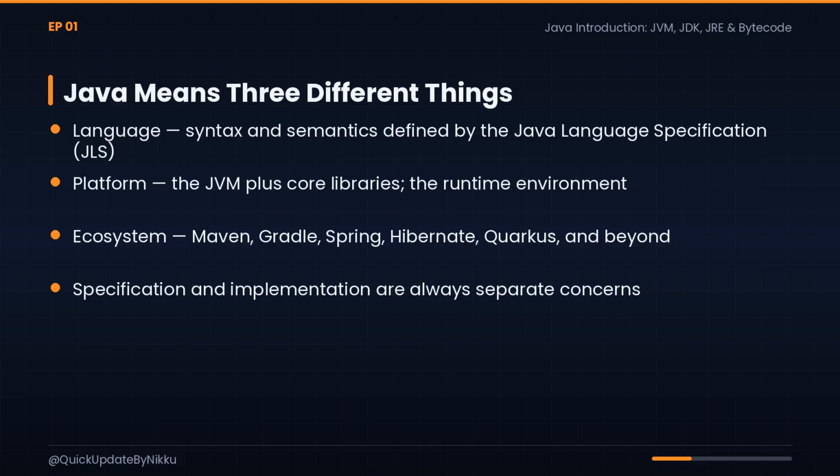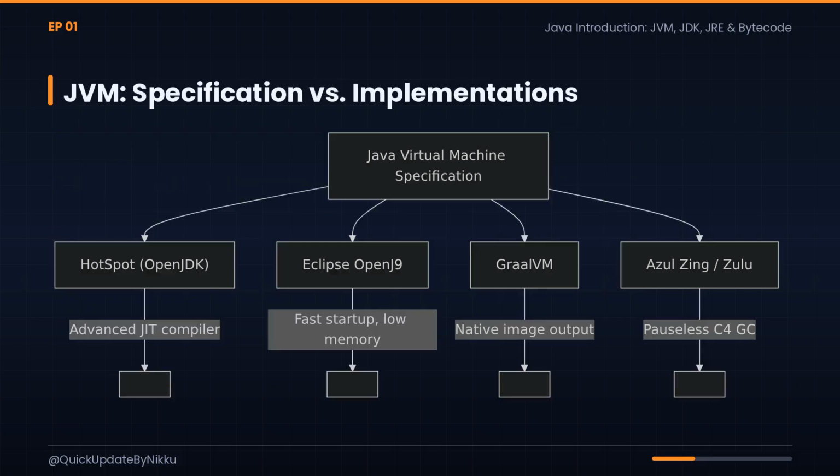The JVM is first and foremost a specification, a document describing an abstract computing machine with its own instruction set and memory model. Because it is a specification, multiple independent implementations exist. HotSpot is the reference implementation that ships with OpenJDK and is what almost every production workload runs today.